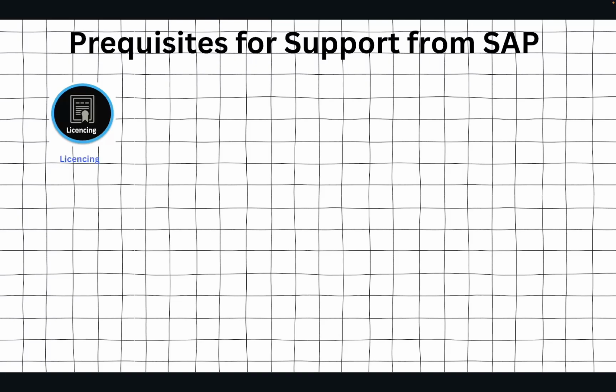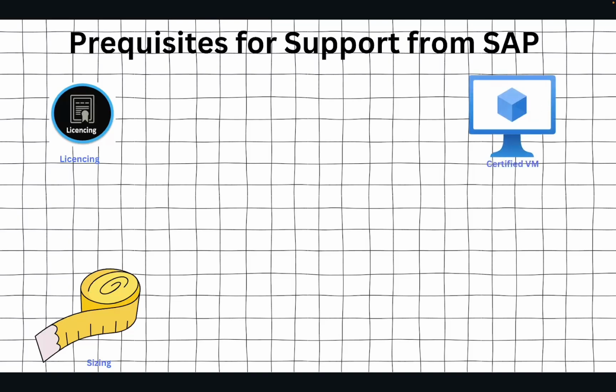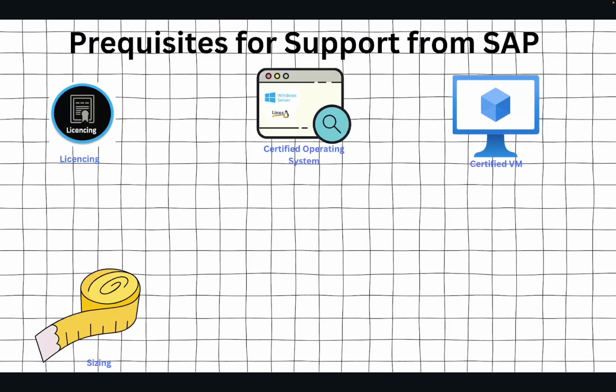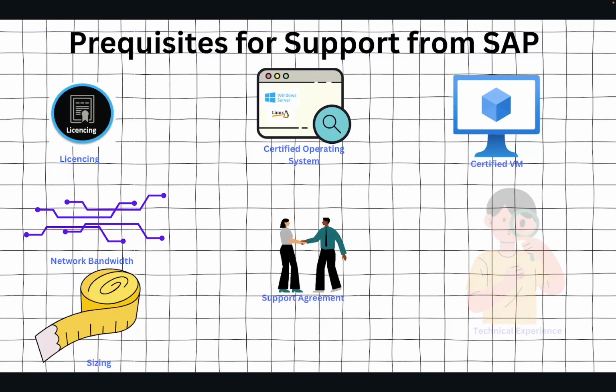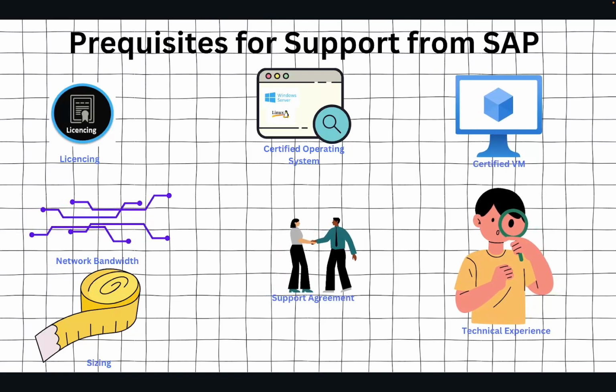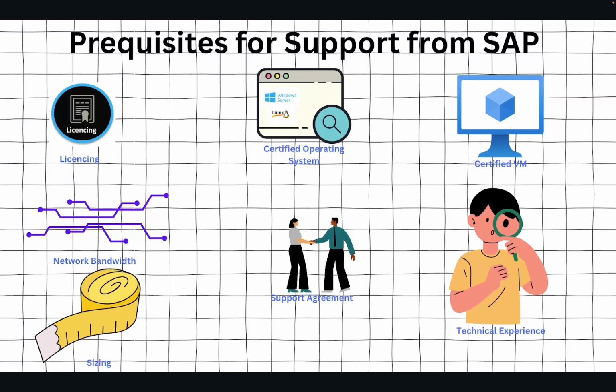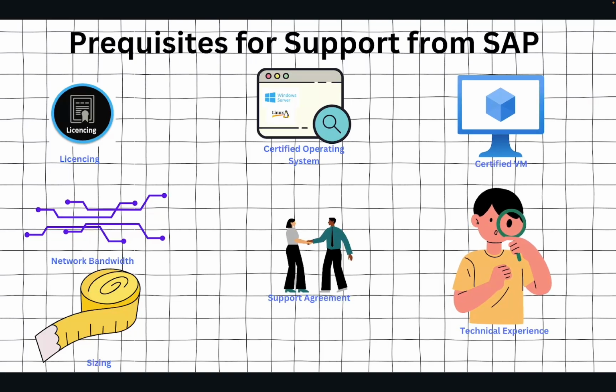The first prerequisite is licensing, sizing, certified VMs, certified operating systems, network bandwidth, support agreement, and technical experience. Okay, now let's understand each of them separately.